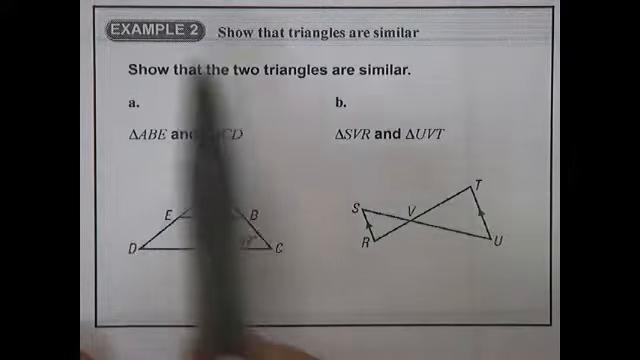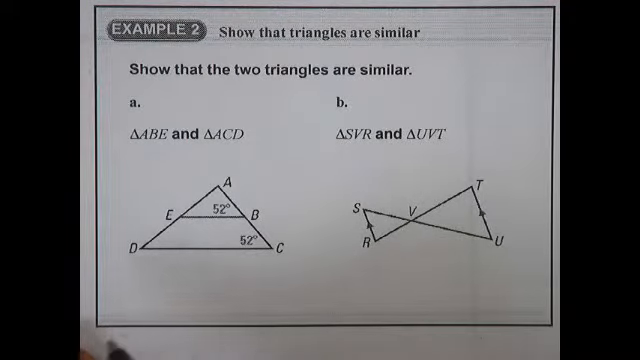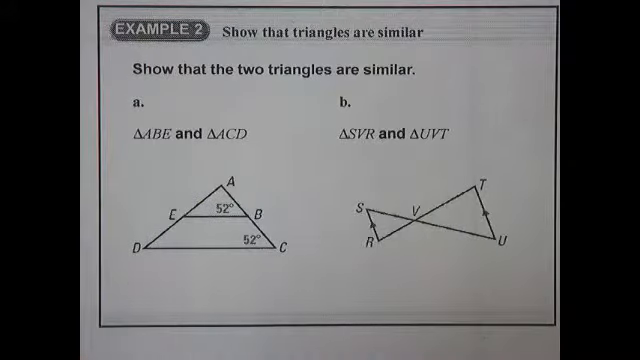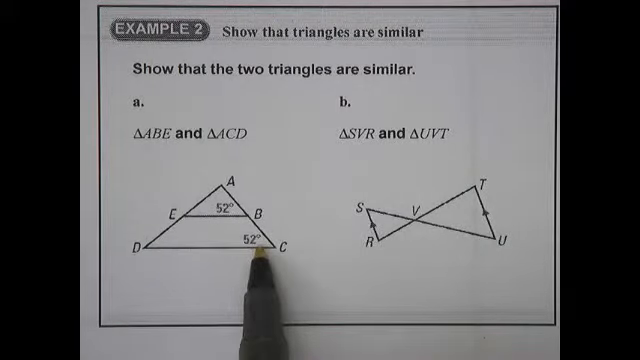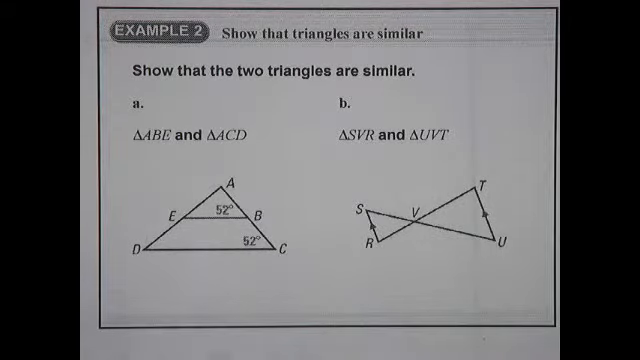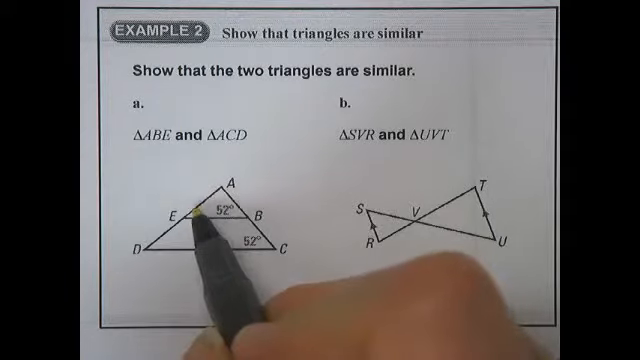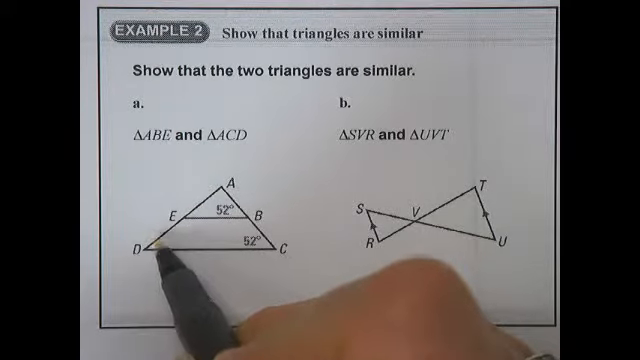Okay, let's go on with a couple of other examples. How would you show that the two triangles are similar? Looking here. Well, notice that angle ABE and angle C are congruent.